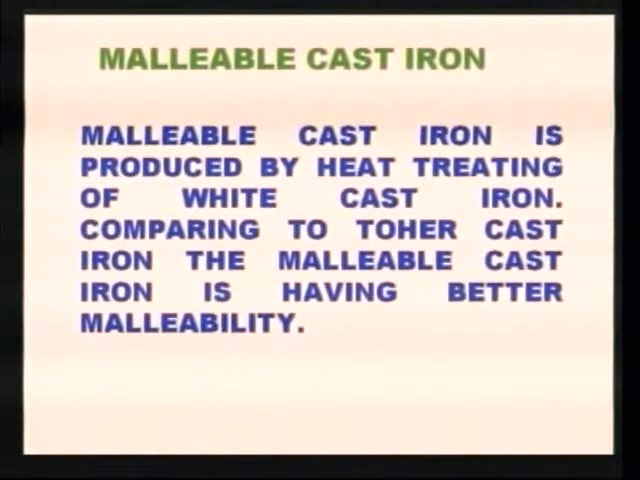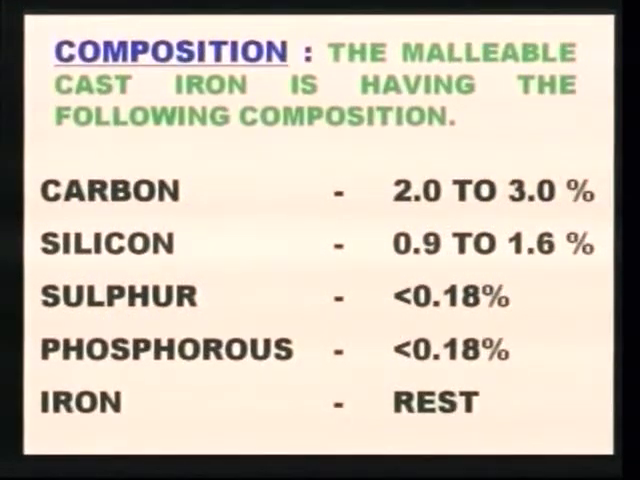Malleable cast iron is produced by heat treating white cast iron. Compared to other cast irons, malleable cast iron has better malleability. This is the composition of malleable cast iron. Carbon from 2.0 to 3.0%, silicon 0.9 to 1.6%, sulfur less than 0.18%, phosphorus less than 0.18%, and the remaining is iron.